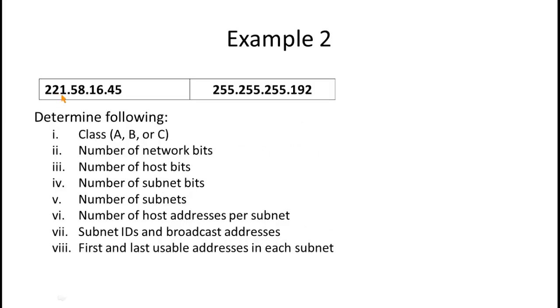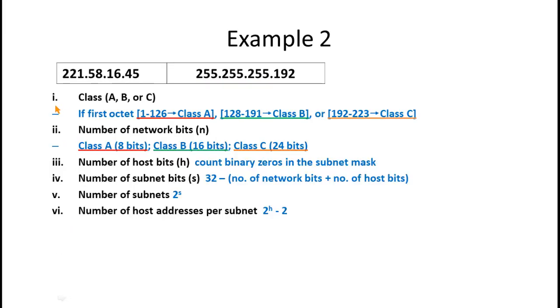An IP address is given and its subnet mask is given, and we have to determine the following 8 values. So the first thing that we have to find out is the class of the given IP address.